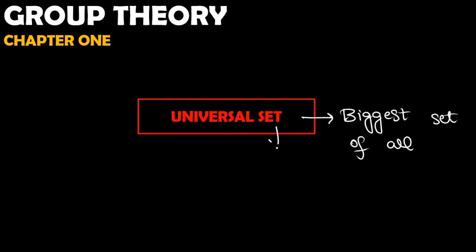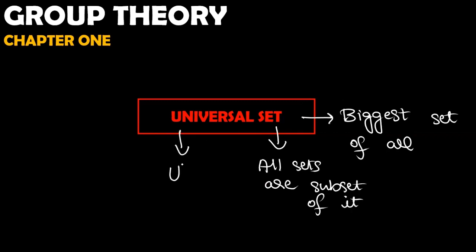So always remember that any set you are talking about is a subset of some other set, and all the sets under consideration are subsets of that fixed set, which is called the universal set. You can think of it as the biggest set of all, and all these sets are subsets of it, right? It is often represented by U, right?